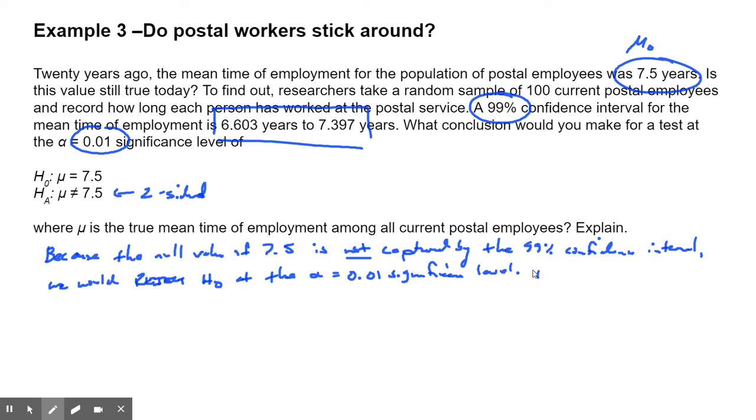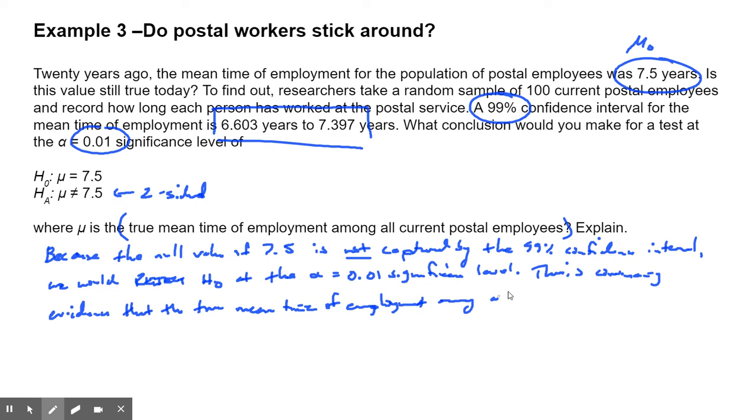Because we reject the null, that means there is convincing evidence that the true mean time of employment among all current postal employees differs from 7.5 years. And again, that's what our alternative hypothesis says.